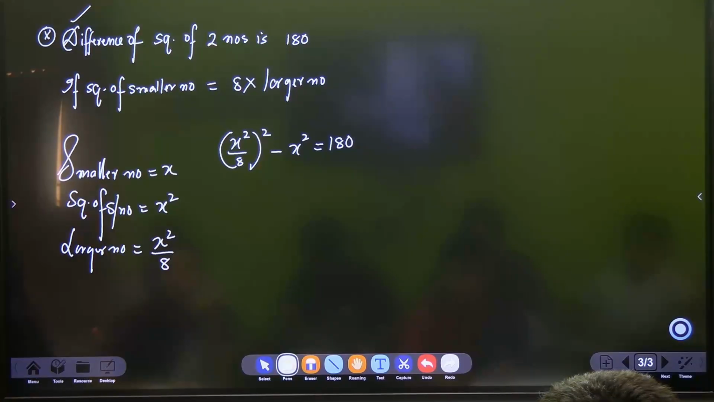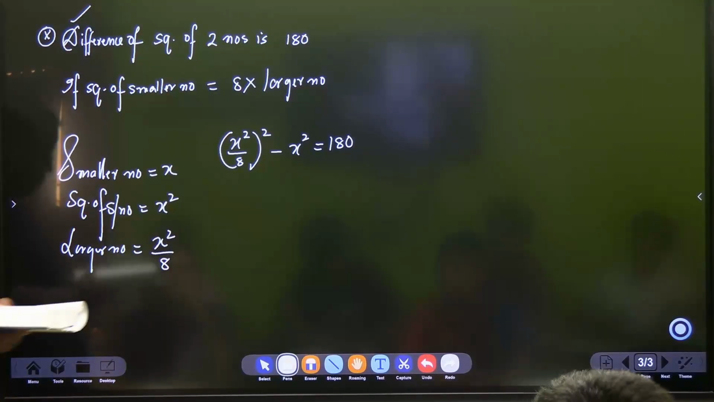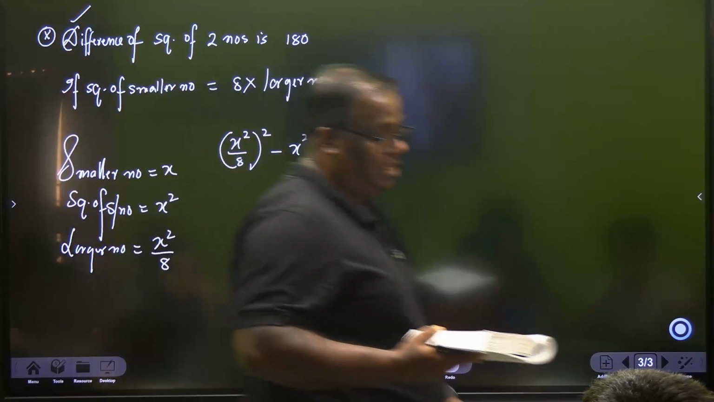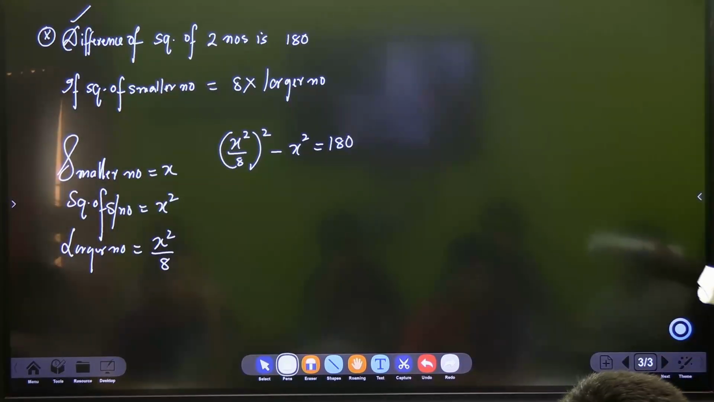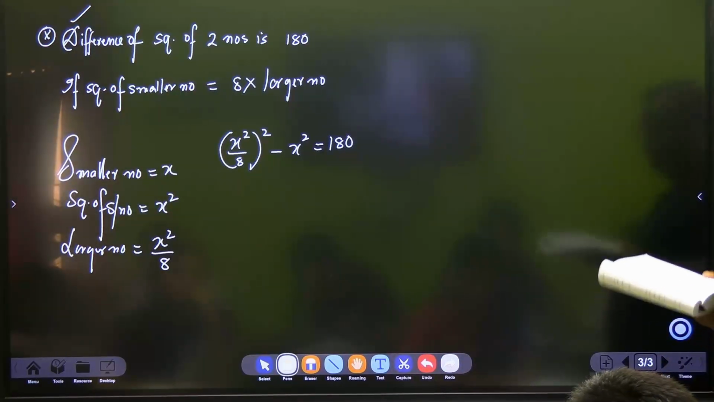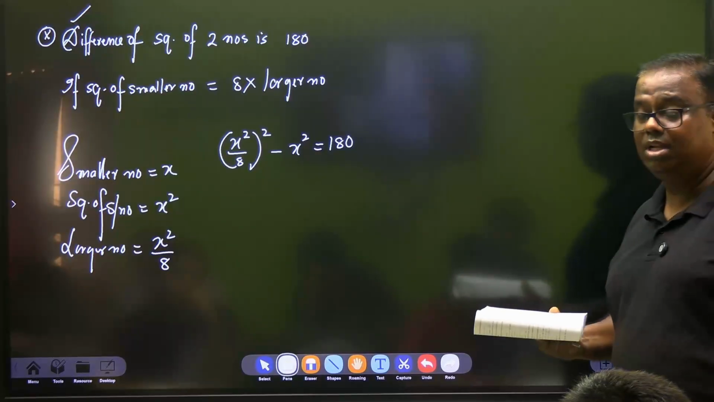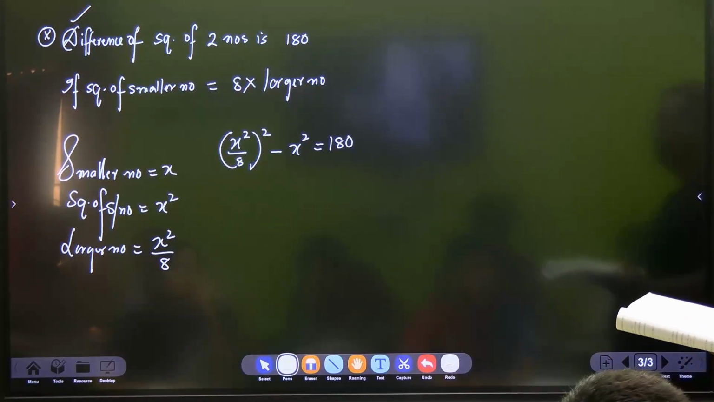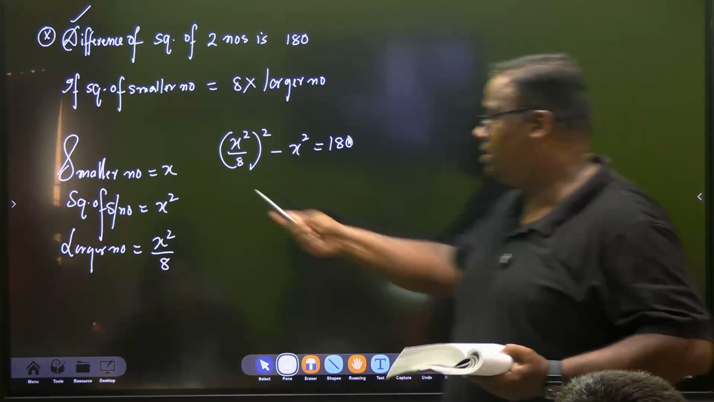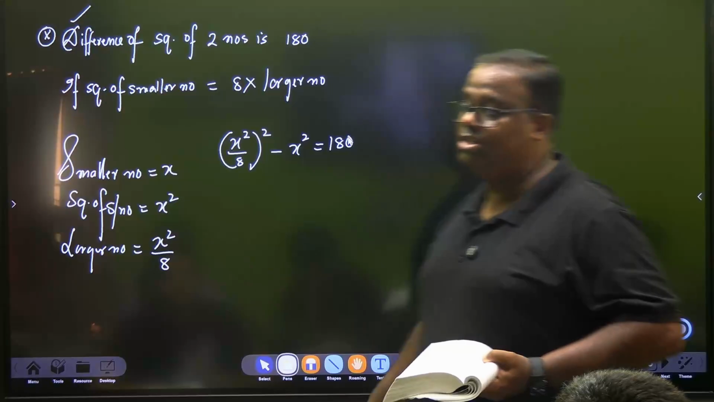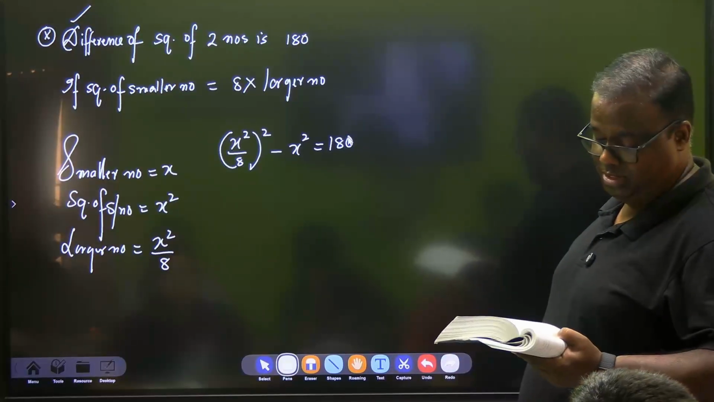If you read the question, it says the difference of squares of two numbers is 180. Is this much clear? Square of the smaller number is 8 times the larger number. So she took this as x, so this is x square. So x square is equal to 8 times the larger number.